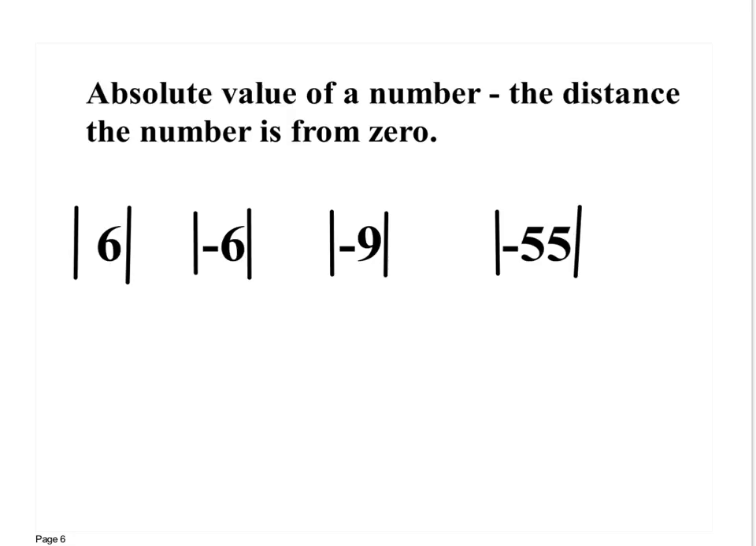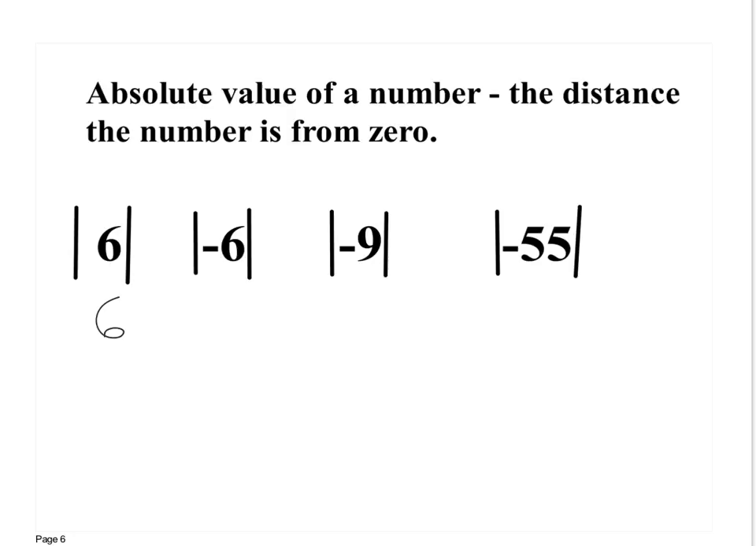So these two symbols, these big long lines right here around a number, is asking for absolute value. Those are the symbols for absolute value. We treat those like grouping symbols in order of operations. All right, so we always do those first. This is asking for the absolute value of 6. How far is 6 away from 0 on a number line? 6 spaces.